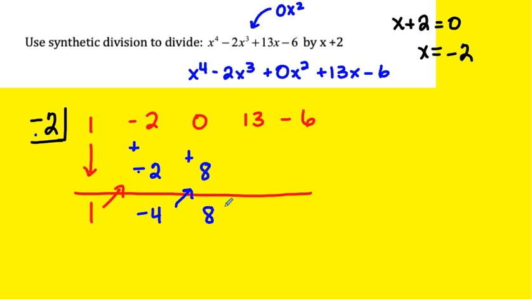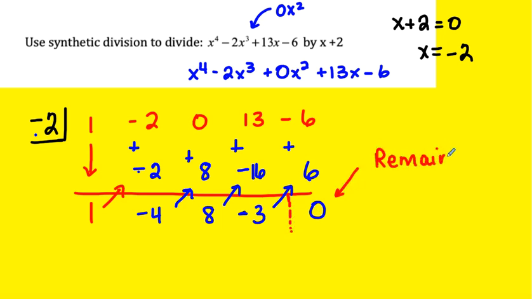Okay, I'm going to multiply 8 times negative 2. That's going to give me negative 16. I'm going to add down. That's going to give me 3. Now I'm going to multiply negative 2 times 3, which is going to give me negative 6. So when I add down, I get 0. Now remember, that last spot, if I put a little line here, this is my remainder.